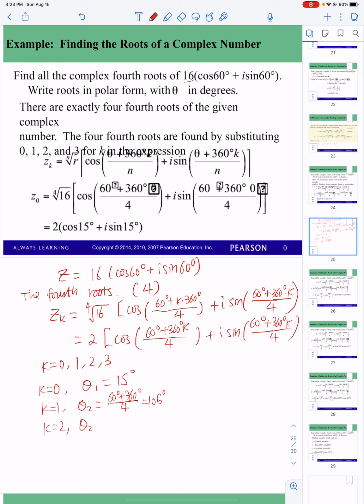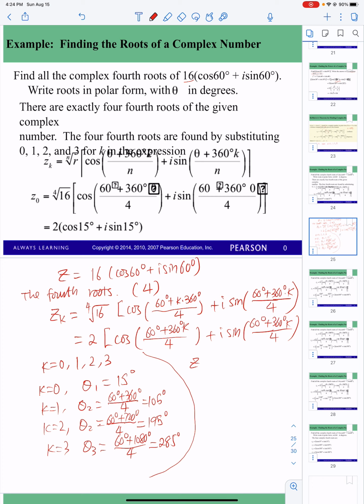When k equals 2, so theta 3 equals what? 60 degrees plus 720 over 4. So what will it be? 195 degrees. When k equals 3, theta 4 equals 60 plus this over 4. So it's what? 285 degrees. What happens? Then you plug it in.